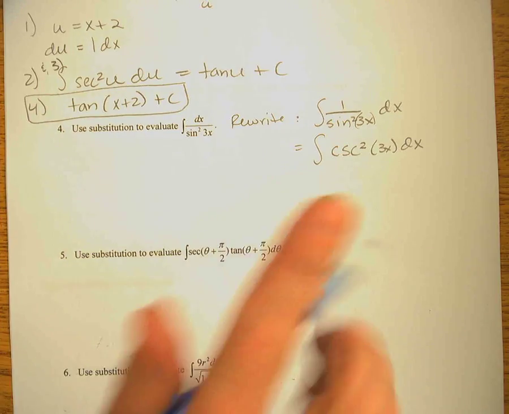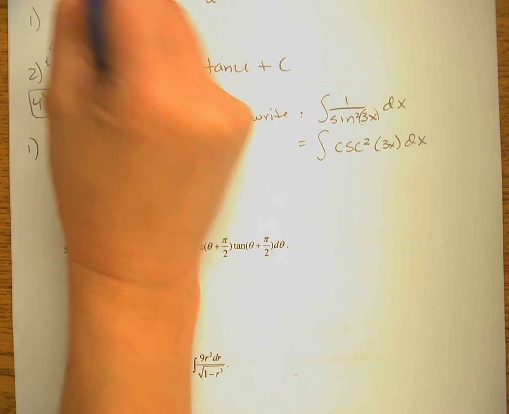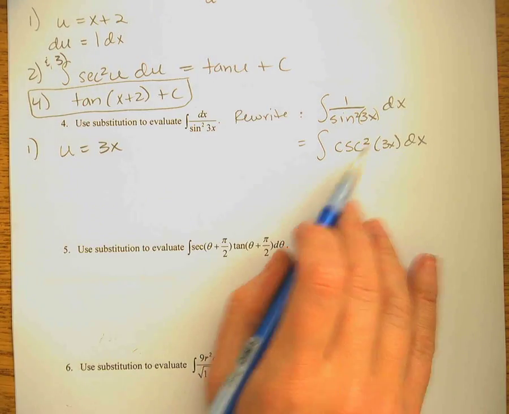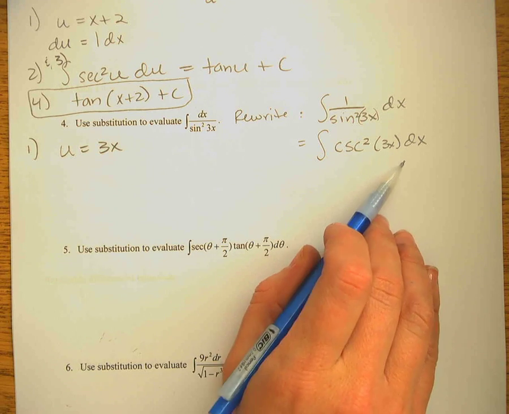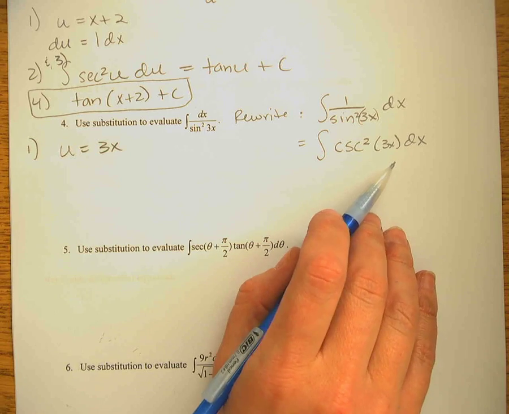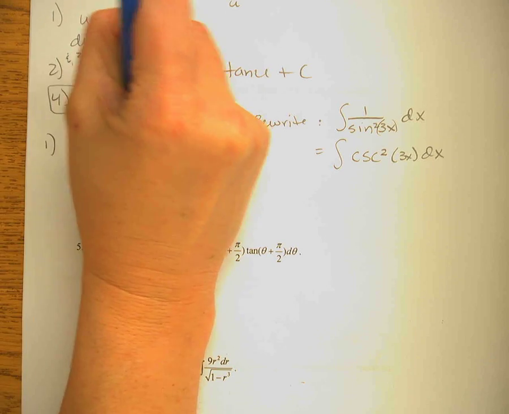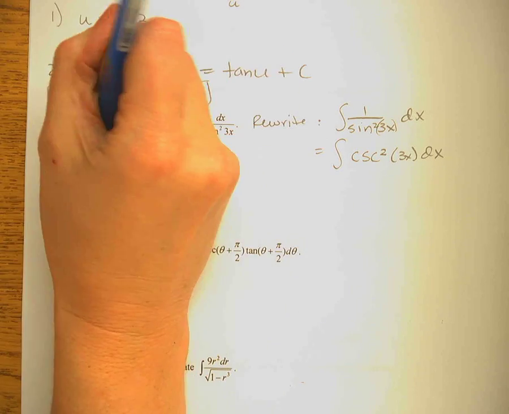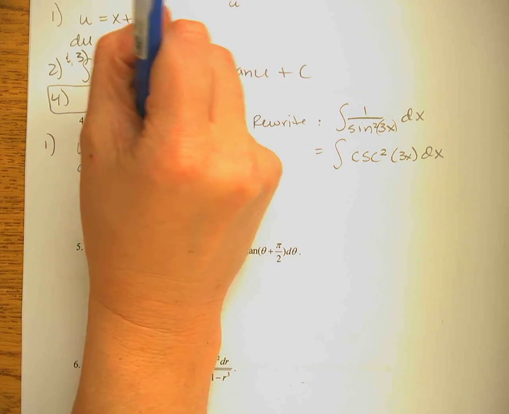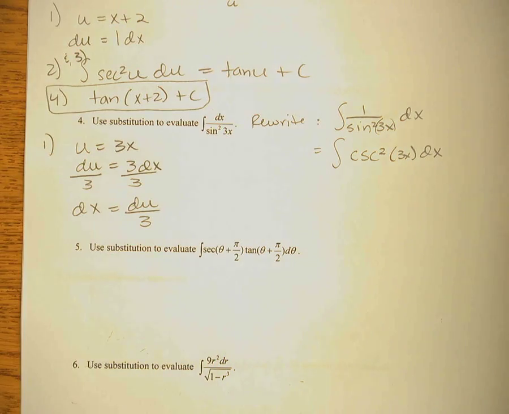All right, let's start with the steps. So I think it's now obvious, now that we reconfigured everything, that I just want to let u be the 3x part, because this is the same idea as this one. I know the antiderivative of cosecant squared of x, or of something. I don't know it of 3x. So basically I just let u be 3x, and then du would be 3 dx. Okay, and then if I want to solve for dx, I divide by 3. So dx becomes du over 3.